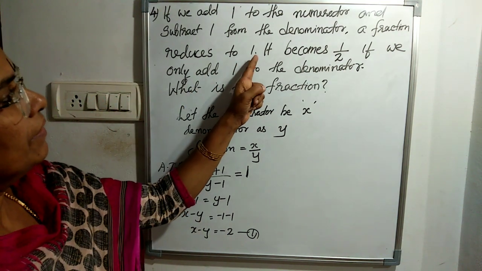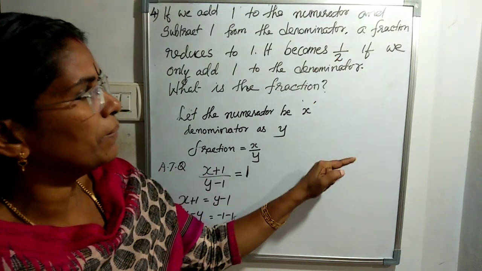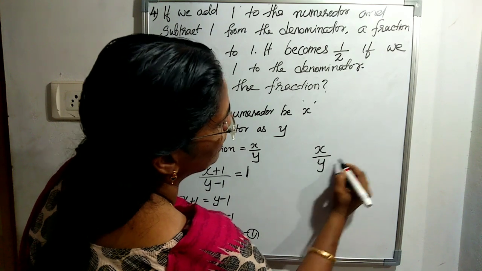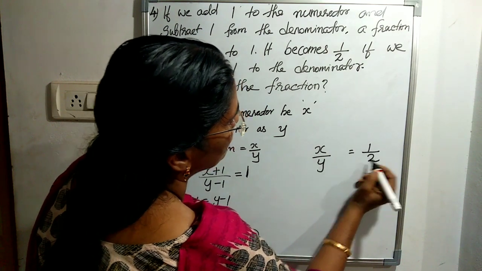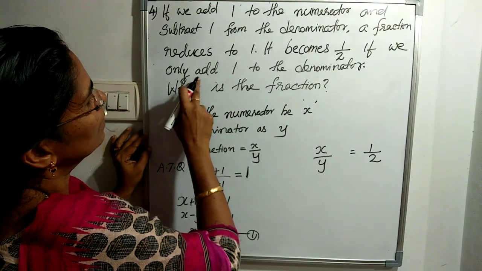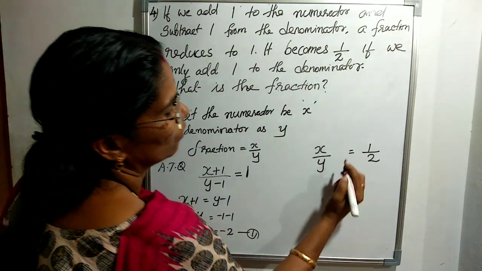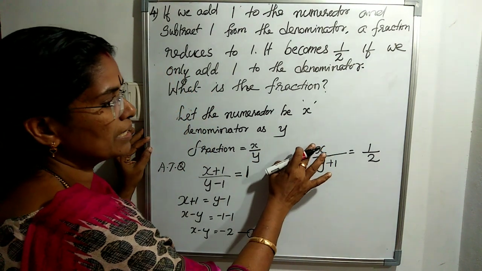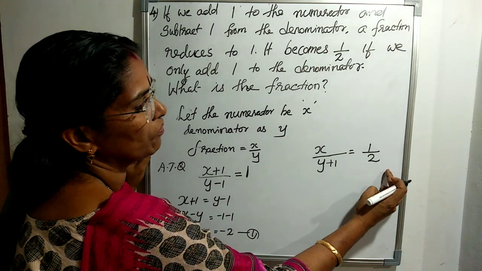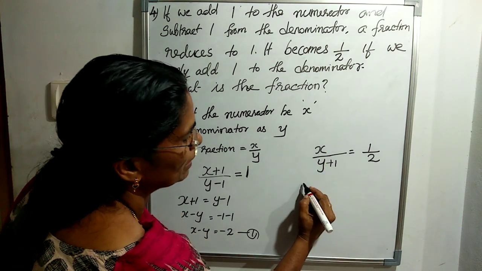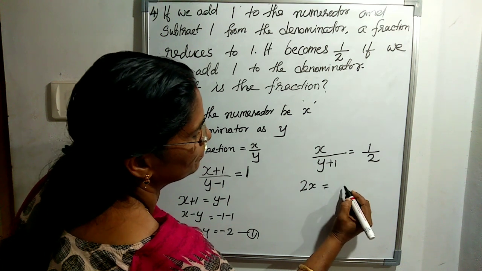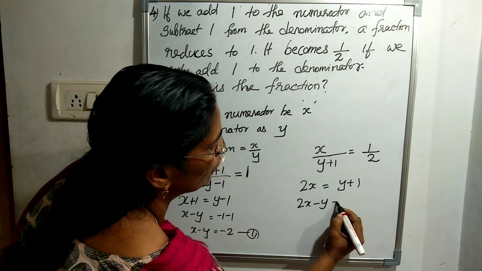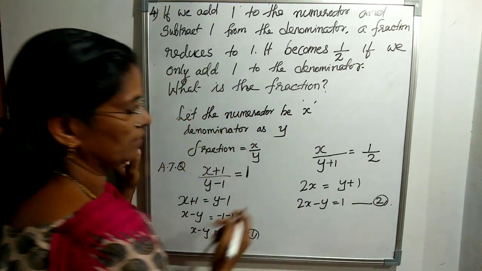Now one more condition is given. It becomes 1 by 2, that is, the fraction becomes 1 by 2. What is the condition? Only add 1 to the denominator. There is no change in the numerator. So x by y plus 1, the answer is 1 by 2. Here also we are cross multiplying to find the equation. Y plus 1, or 2x minus y equal to 1. This is our second equation.